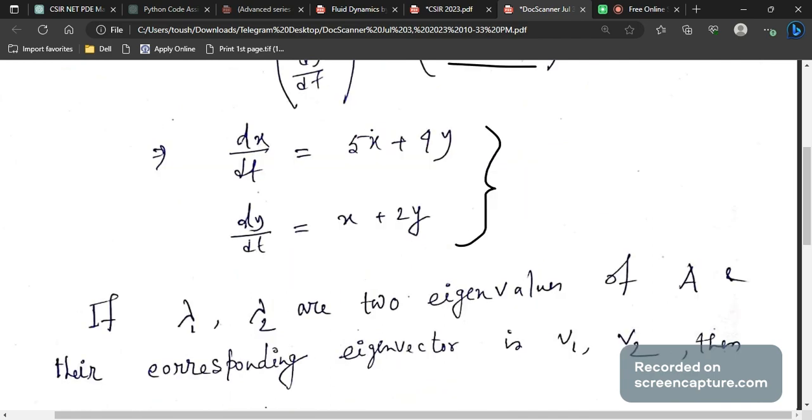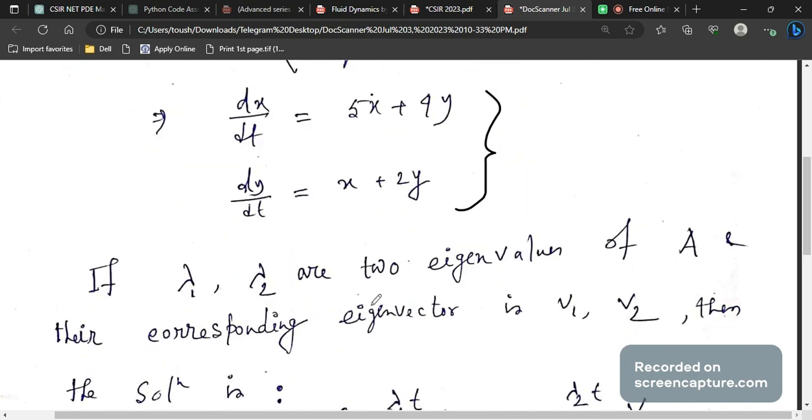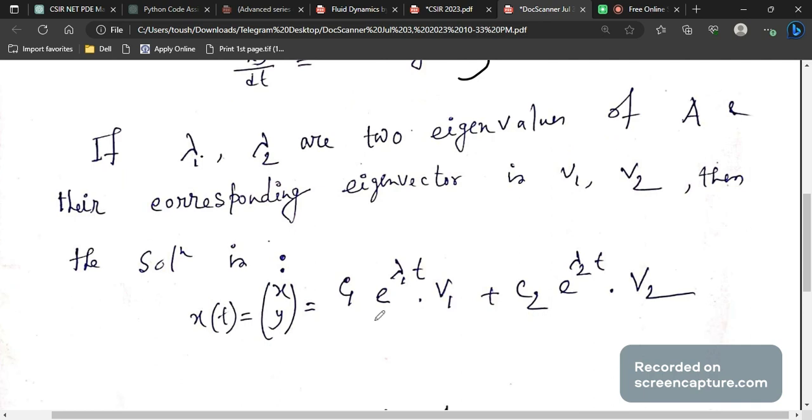I have written this here, that suppose lambda 1 and lambda 2 are eigenvalues of this A, and say v1 and v2 are their corresponding eigenvectors. So v1 is the eigenvector for lambda 1 and v2 is the eigenvector for lambda 2. If these are their corresponding eigenvectors, then the solution will look like this: c1 e to the power lambda 1 t into v1 plus c2 e to the power lambda 2 t into v2. Okay, now this is the solution.